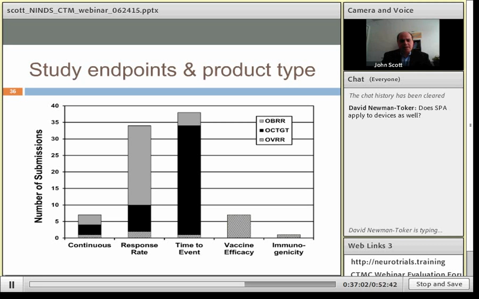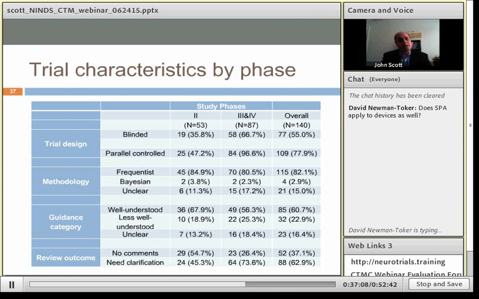This is a summary of the kinds of endpoints. We tend to see response rates and time to event endpoints. It's not critical, and most of this table is also not critical. It gives trial characteristics. A couple things I want to focus on. First of all, about 80% of the phase 3 proposals were frequentist designs. Only 2 proposals were pure Bayesian designs, and the other 15 were usually some hybrid, maybe a design that has Bayesian monitoring, but a frequentist hypothesis test and decision rule at the end.